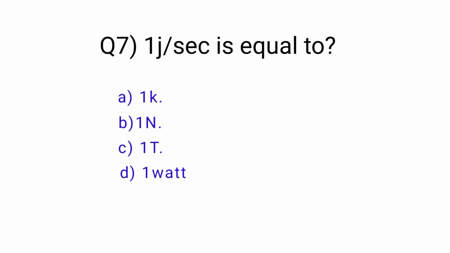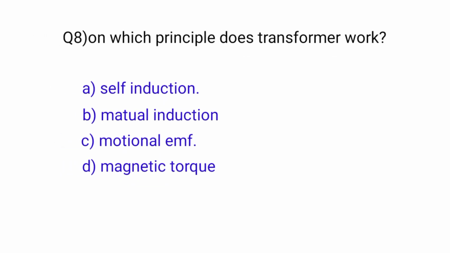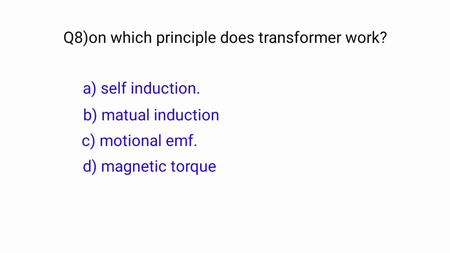Question number 7. 1 joule per second is equal to. The correct answer is option D, 1 watt. Question number 8. On which principle does transformer work? Option B, mutual induction.